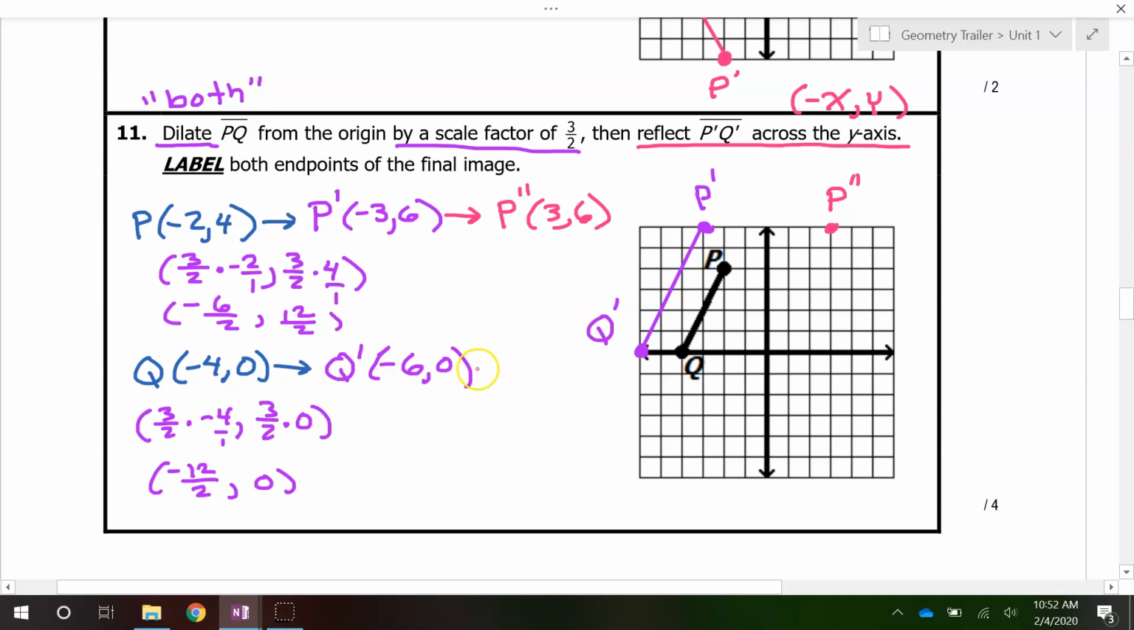All right, I could do the same thing with Q prime in order to find Q double prime. If I use the rule, opposite of x, y, the opposite of x is going to be positive 6. The opposite of 0 is still 0. Sorry, we're not doing the opposite of y. We just put the 0, so it doesn't matter. It's still 6, 0. So 6, 0 would be right here. So this is going to be Q double prime. And again, we could have done it visually by noting that Q prime is 6 to the left, so Q double prime will be 6 to the right.